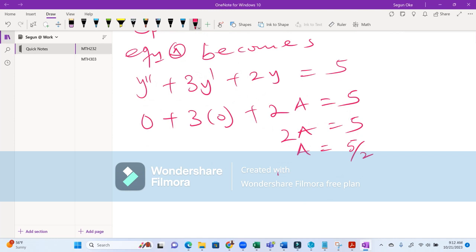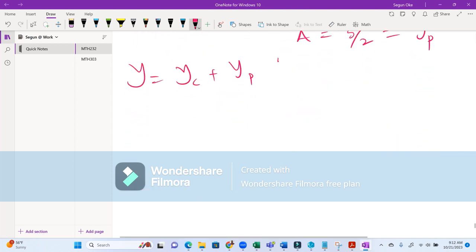Now, where do we put this? Where are we coming from? Where are we going? It's very simple. We said y equals yc plus yp. Then our yp is equal to 5/2. Since yp initially is equal to A, and A is equal to 5/2, automatically yp is 5/2.